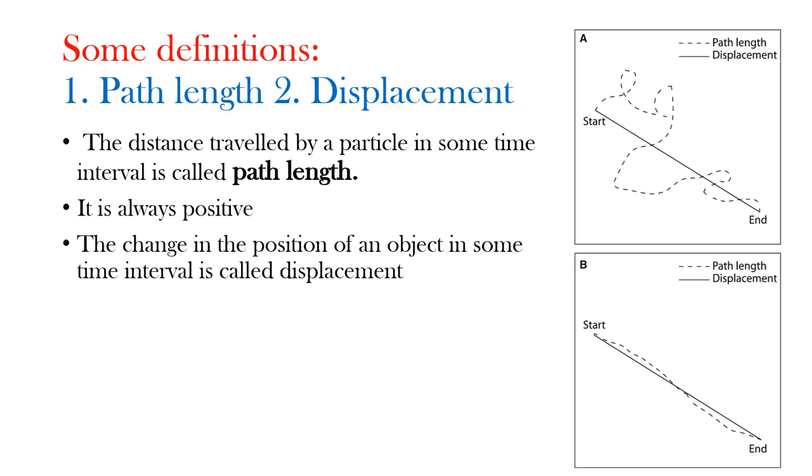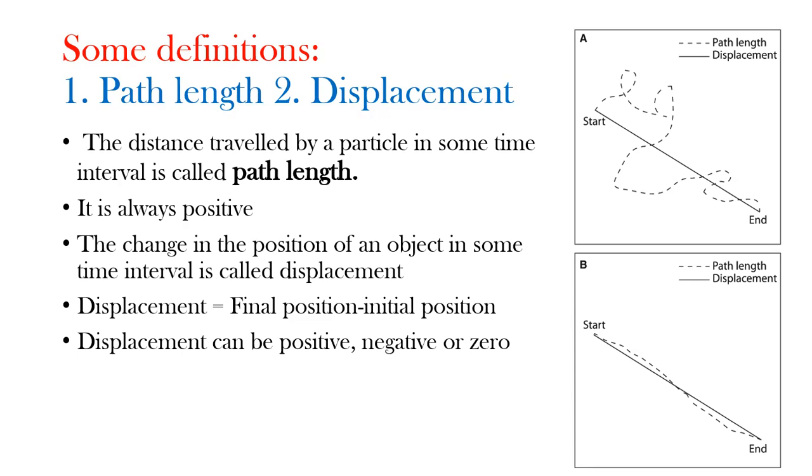But the change in position of an object in some time interval is called displacement. So what was the initial position and what was the final position? That only, if you consider, then this change in position is called displacement. So displacement is nothing but the final position minus the initial position. Displacement can be positive, negative, or zero.